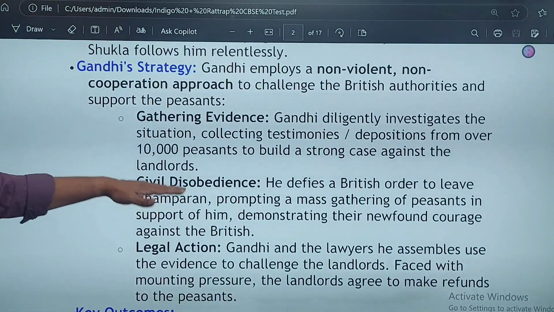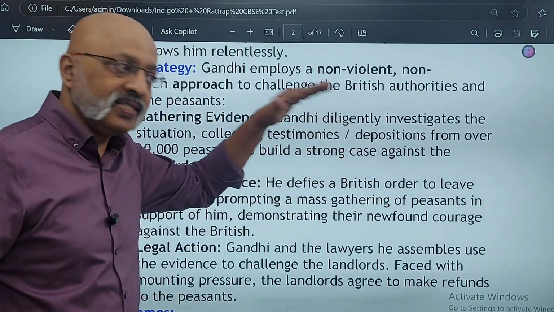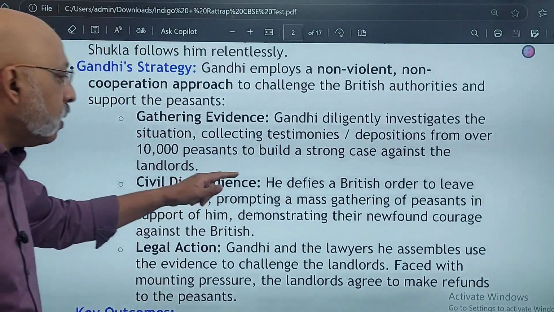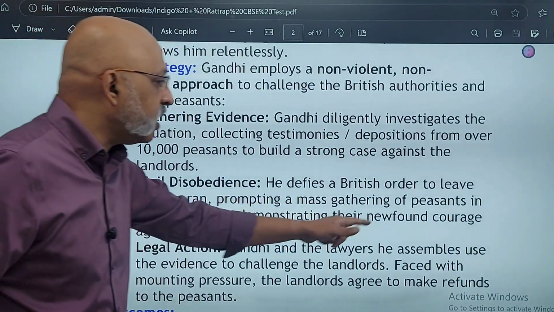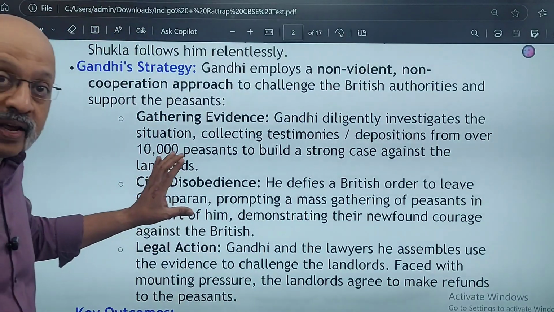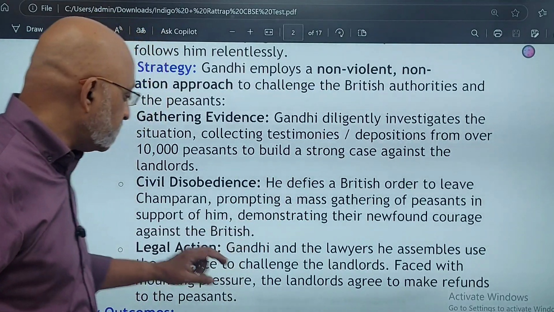The second part is civil disobedience, that he defies a British order. He says, no, I am not going to follow this, to leave Champaran, prompting a mass gathering of peasants in support of him, demonstrating their newfound courage against the British. So this is a turning point as far as the Champaran struggle is concerned.